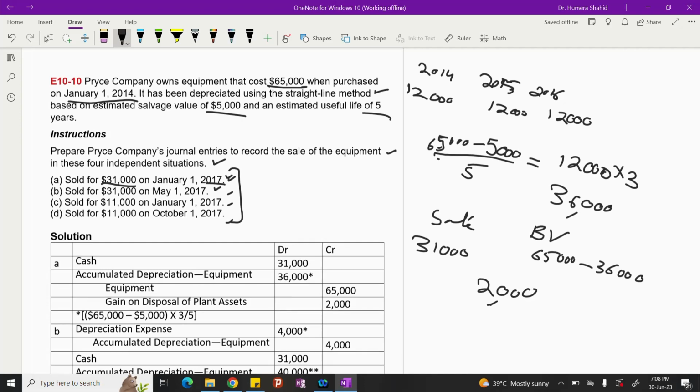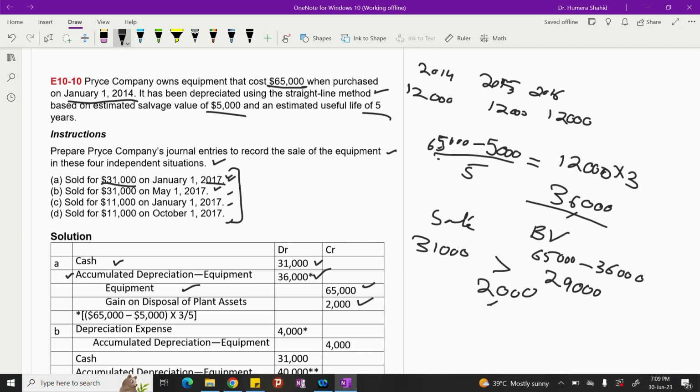Why? Because book value is 29,000. So sale is bigger. We are selling it at a profit of 2,000, right? Fine. Let's record the journal entry. We got the cash because we sold it for 31,000. We are removing equipment, so its accumulated depreciation will also be removed. I showed you how I calculated it. Equipment will be removed with its cost, and we have a gain of 2,000.